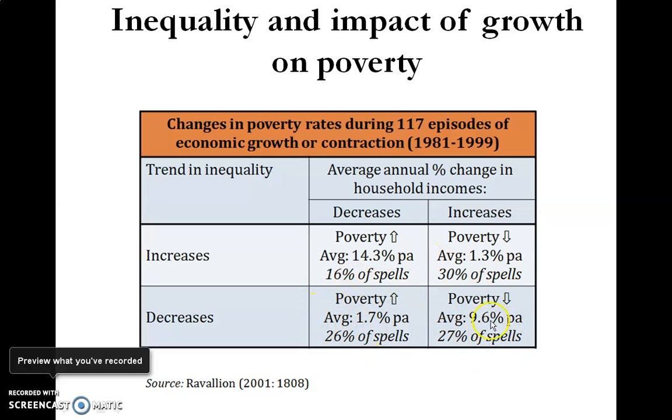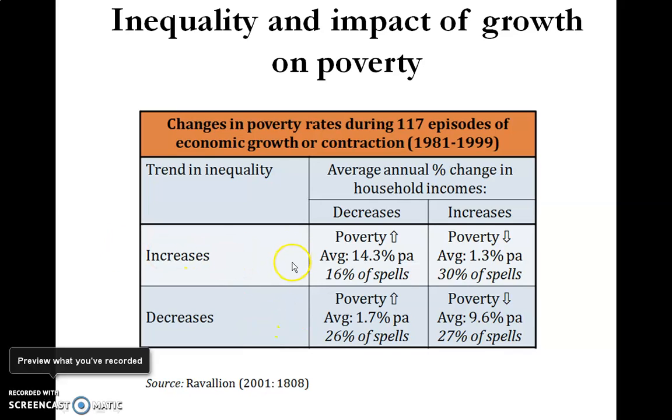Now compare these averages per year, what happened with poverty, in contexts where there was a decreasing trend in inequality. Again, as we expect, when household income decreases, poverty increases. But look at the average here: 1.7% per annum as opposed to 14.3% per annum. And it occurred over 26% of spells as opposed to 16%. So yes, a decrease in income meant an increase in poverty, but the impact was far less when the trend was decreasing inequality as opposed to increasing inequality.